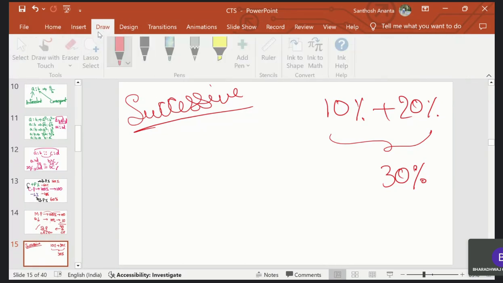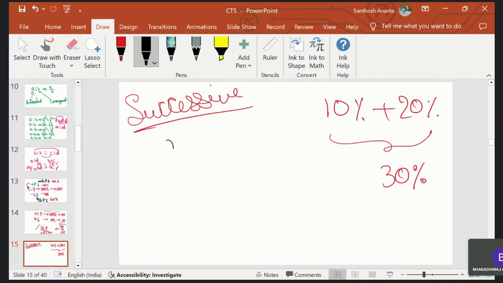Okay, to find the successive discount, the trick is A plus B minus AB by 100. This is not the formula. This is the trick that we are going to use to find the overall successive discount. Coming to the compound interest, again we'll be using the same logic, but there will be a slight change.